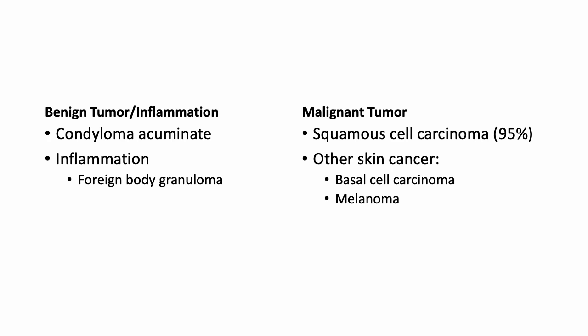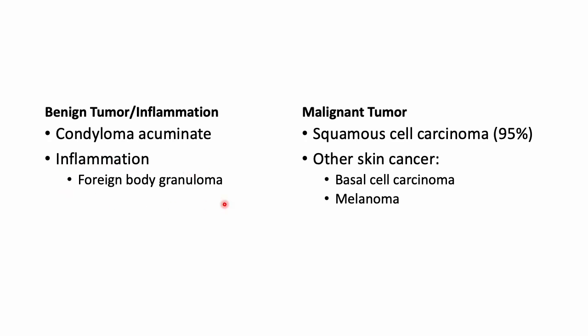So in penile pathology, you can see there's a benign tumor which consists of condyloma acuminatus. So it is still considered benign, even though it is a part of the precancerous conditions. And the next one is inflammation. This is commonly a foreign body granuloma.